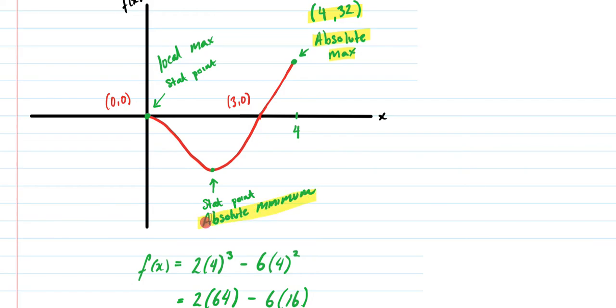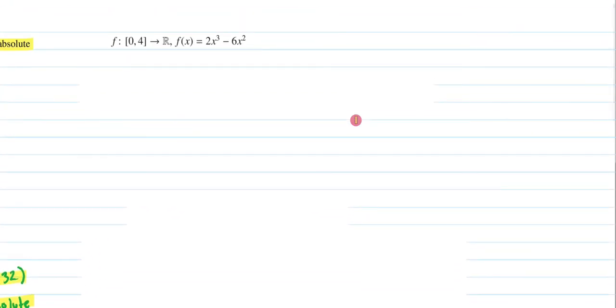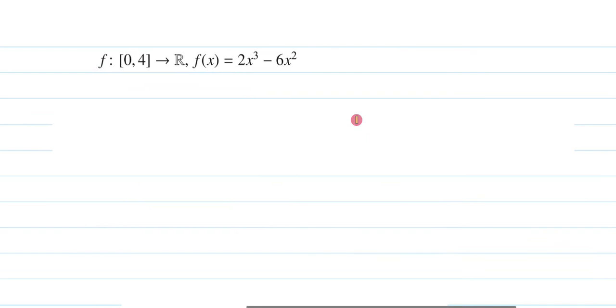And the way that we're going to do that is by taking advantage of the fact that this is a stationary point. We can use this to our own advantage because a stationary point has a certain characteristic, namely the derivative is equal to 0. So let us do that now. So let's come over here and let's do some calculus. So this is our function.